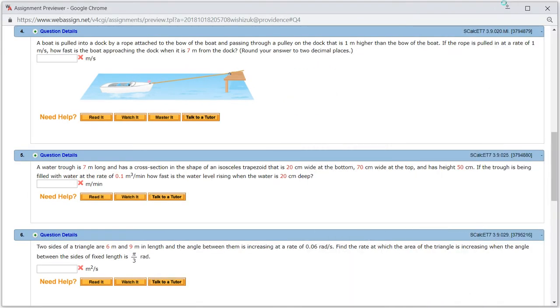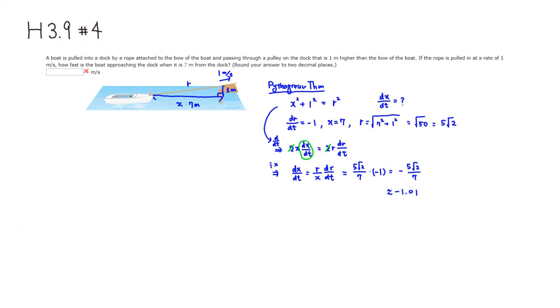We're looking for how fast the boat is approaching, so we don't need to put the negative sign because it's approaching at that rate. So I'm going to just type in 1.01. All right, let's check the answer. It came back and looks like we got this one correctly. All right, that's it. I hope that this was clear.